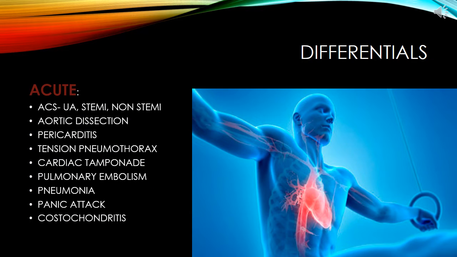So what are the differentials for chest pain? I've divided them into acute and chronic. So acute, of course, what stands out first, and our main aim is to rule out acute coronary syndrome, which includes unstable angina, STEMI or non-STEMI, aortic dissection, pericarditis, tension pneumothorax, cardiac tamponade, pulmonary embolism, pneumonia, panic attack, costochondritis.